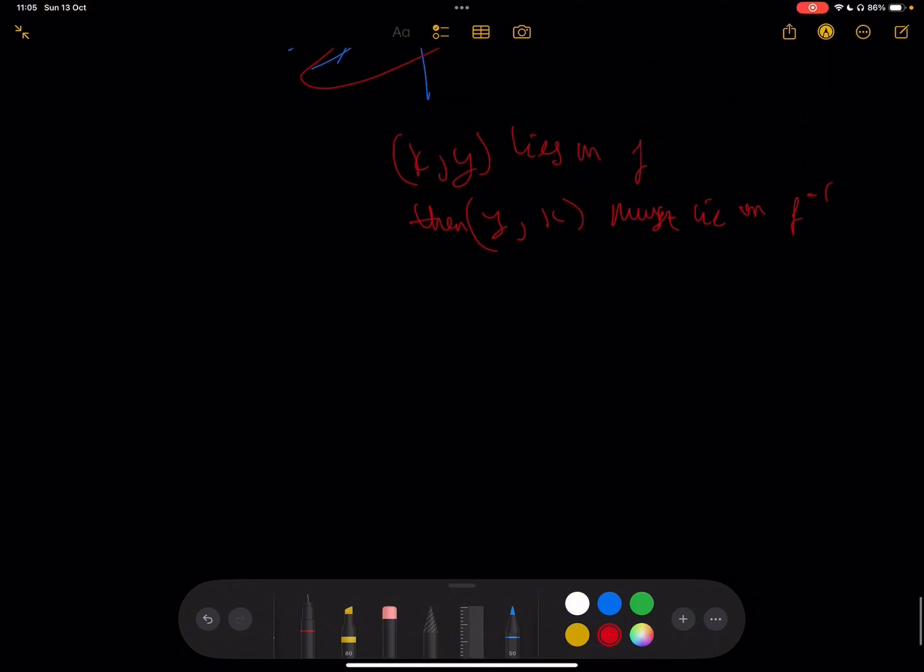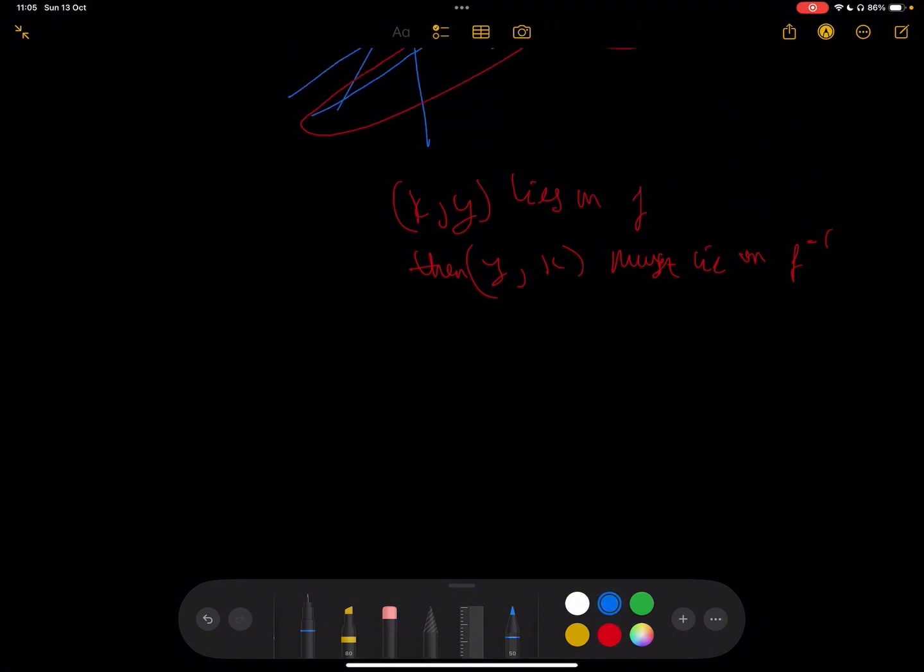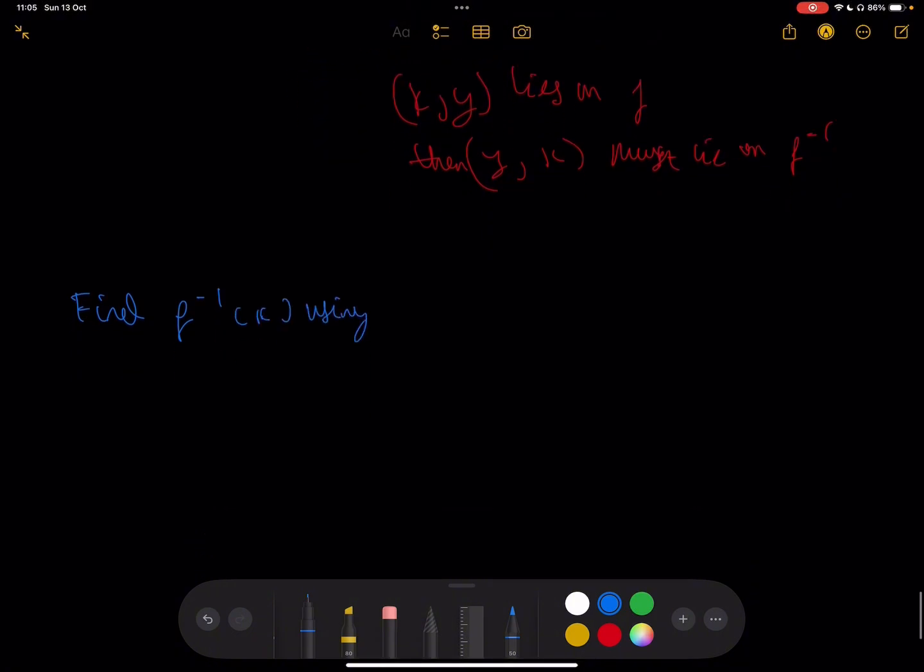So now let's say part B is asking you to find the inverse function of f using coordinate geometry, using the gradient of y equals the inverse function of x from part A.